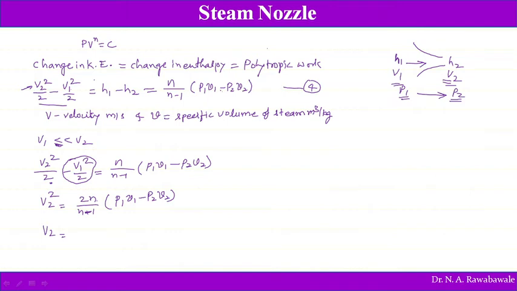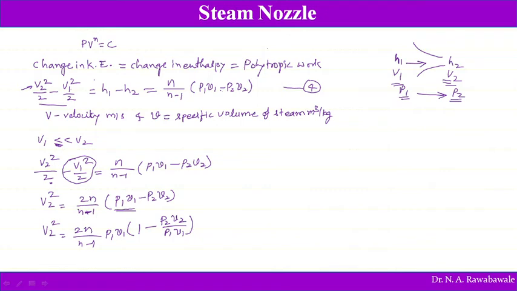So now V2 square is equal to 2n divided by n minus 1 into P1 V1 minus P2 V2. So now what we do is take some terms common from this equation. Here P1 V1 is taken common, 2n divided by n minus 1 P1 V1. In this bracket, 1 is going to remain, minus P2 V2 divided by P1 V1, because P1 V1 is taken common.